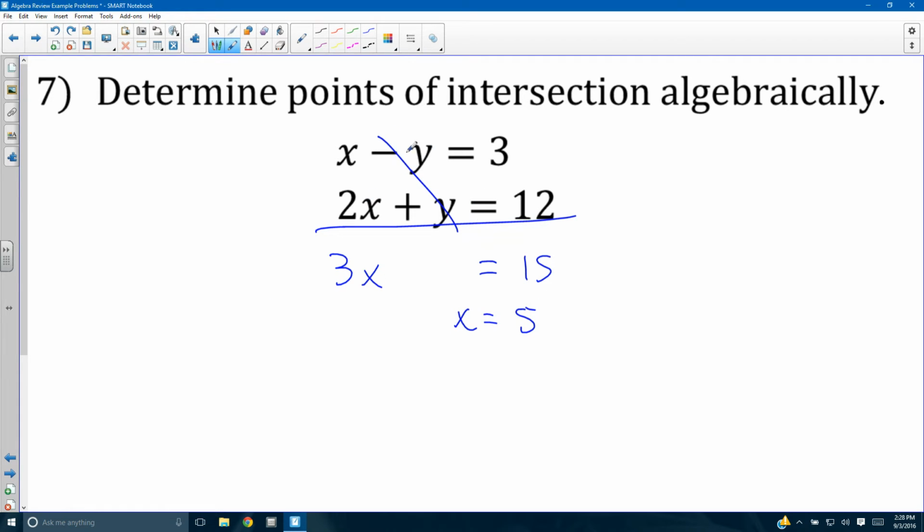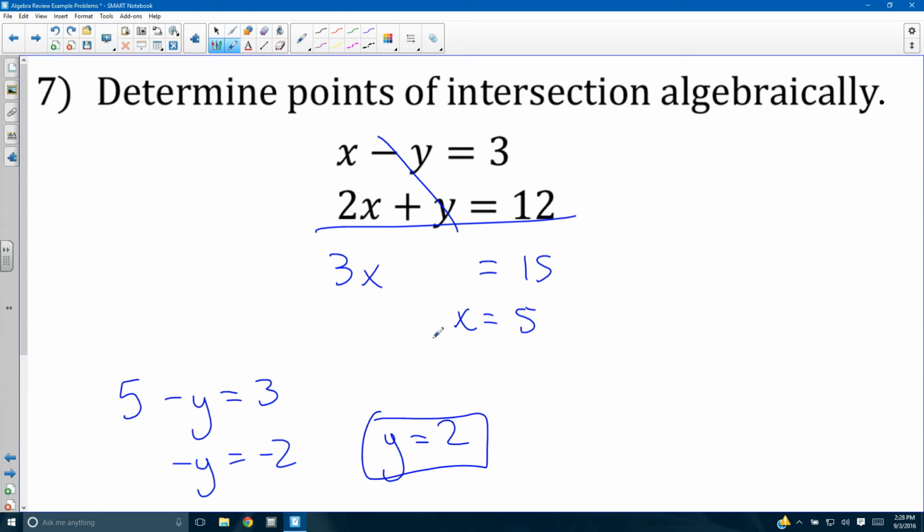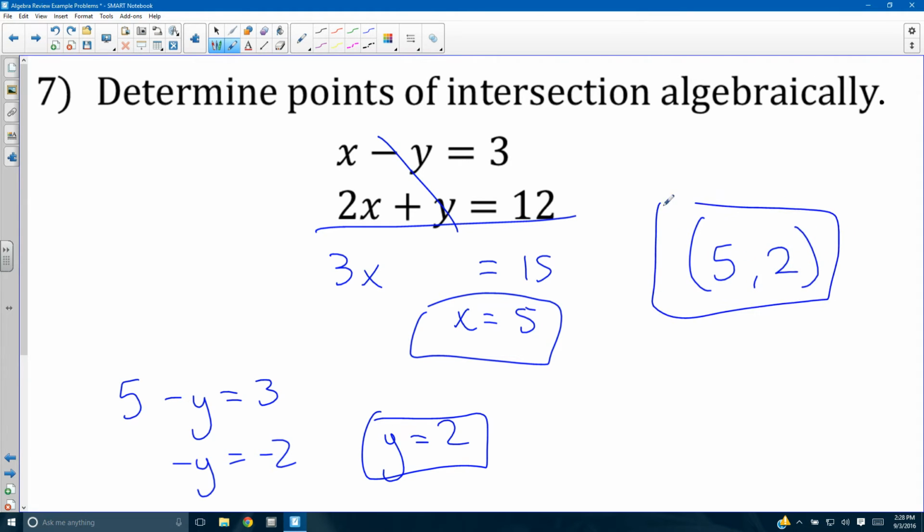Substitute 5 into one of these two equations. Let's do the top one. I'm going to subtract 5. Negative y is negative 2, so y is positive 2. So x equals 5, y equals 2. The final thing you should put is parentheses because this is a point of intersection. This is where these two lines intersect. You could have graphed them and you would have found that out.